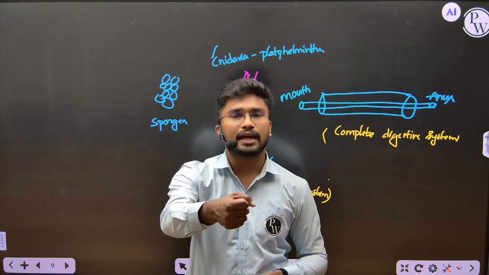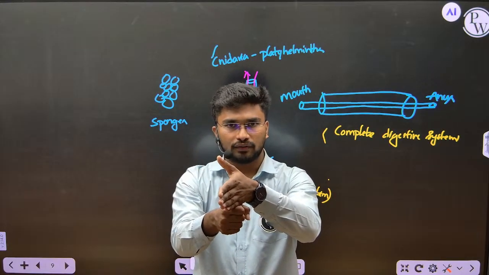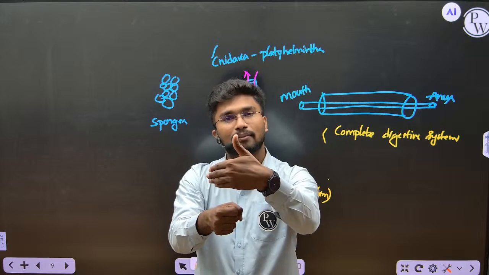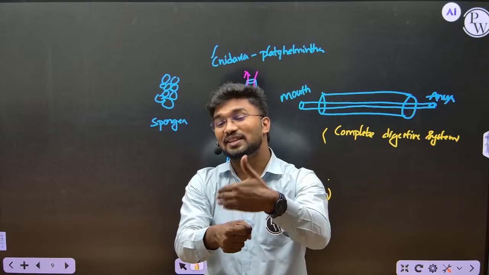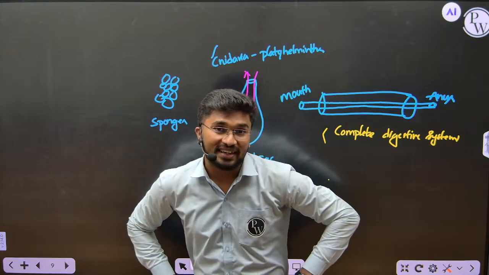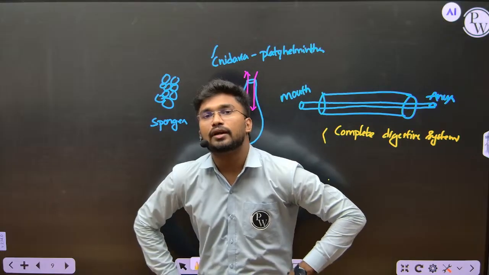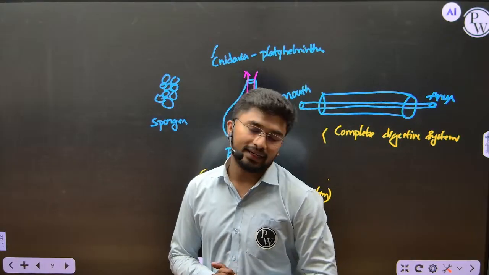Radial symmetry means animal will be like this. Many planes. One plane, the animal is divided into two equal halves. Now I am trying in another plane, in this plane. This plane also, this animal body is divided into two equal halves. So this is called what? Radial symmetry. Many planes, animal body divided into two equal halves. This is called radial symmetry.